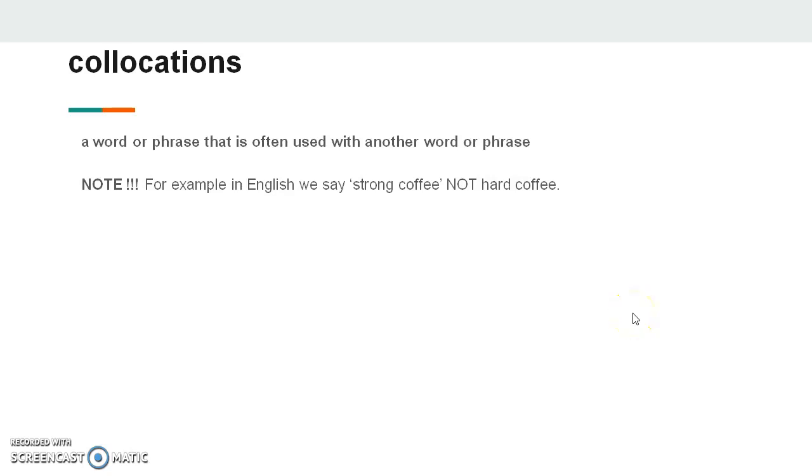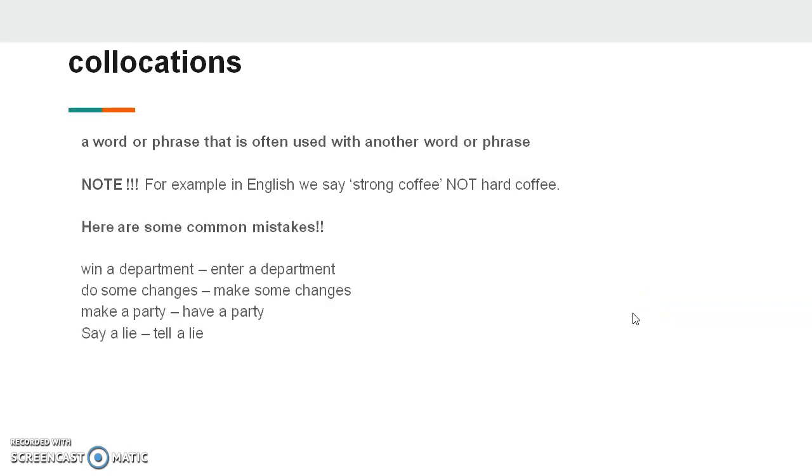And I want to give you some example mistakes. Well, we sometimes hear these mistakes in the lessons especially. Some people say win a department, but actually in English the correct form is enter a department. Or you can hear do some changes, but actually the correct one is make some changes. Or make a party is wrong. The correct one is again have a party. And lastly, this is a very common mistake. People might say say a lie, but the correct form again is tell a lie.